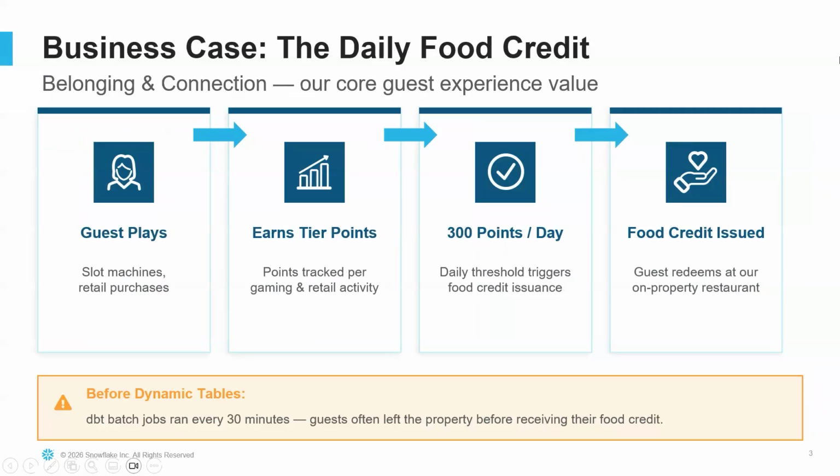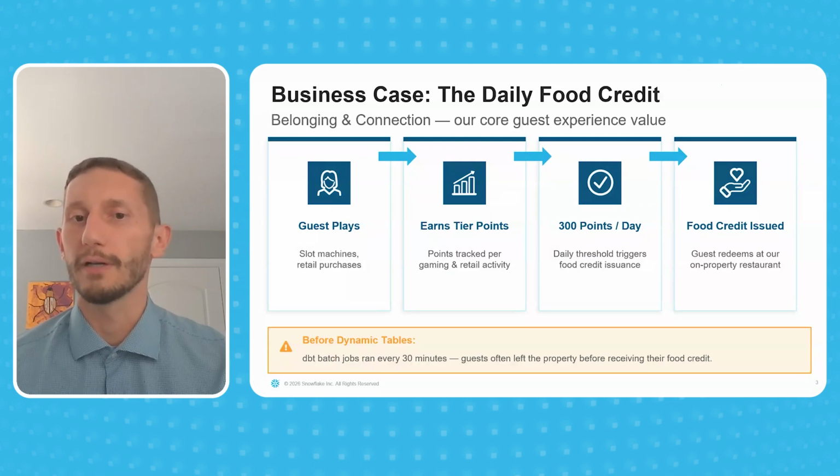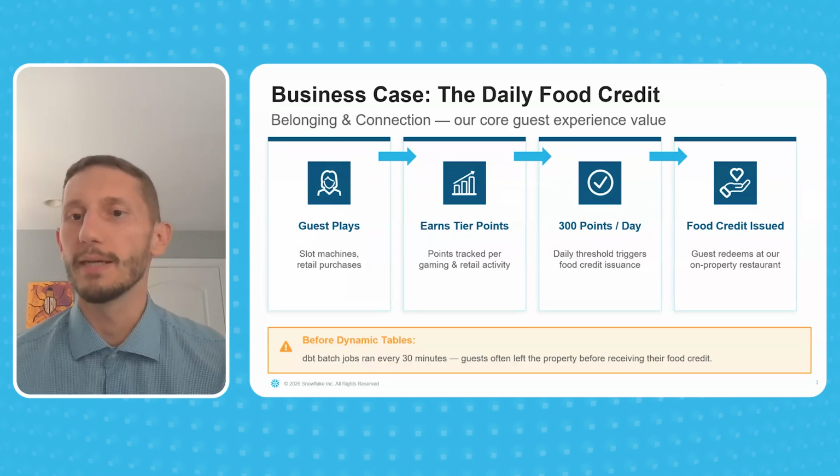And our business use case is a daily food credit. One of our core values is belonging and connection. And it's really important to show our guests the engagement, right? When our guests play at the slot machines or make retail purchases, they earn tier points. These are points which are aggregated on a daily basis. And when they meet the threshold of 300 points daily, we issue the food credits. And the guest can redeem this at any of our on-property restaurants.